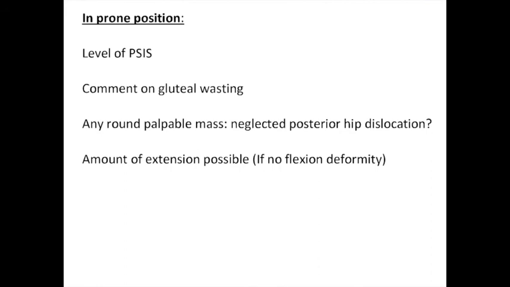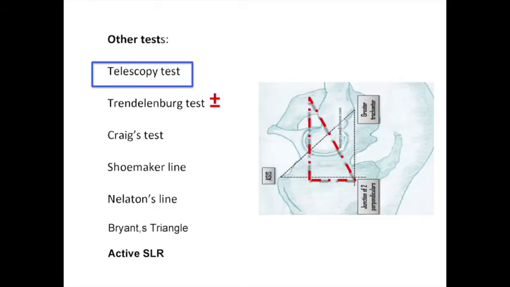So again reminding you, don't forget posterior prone position evaluation. In a malunited trochanteric fracture, the only positive thing could be a gluteal wasting. The only good thing you could pick up is evaluation of an extension, reconfirming there is no flexion deformity. So special tests or other tests which help you at the end in concluding your diagnosis.